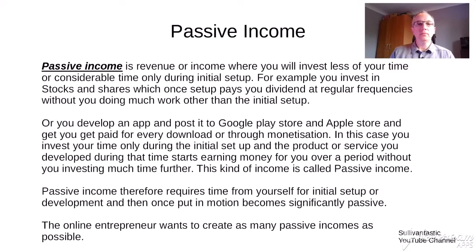Whereas a passive income is any revenue or income where you invest less of your time, or you invest a considerable amount of time at the initial setup or development. So for argument's sake, with stocks and shares, you'll do your research, you'll invest some money into some stocks and shares, and then irrespective of what you're doing, you'll get some sort of dividend return on regular frequencies. So you've done the initial work and they'll just continue to pay you some form of dividend.